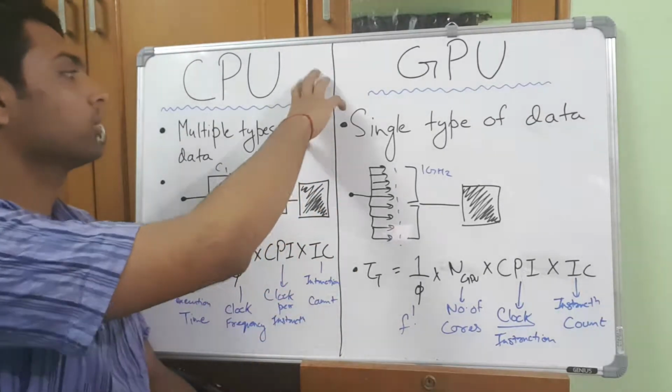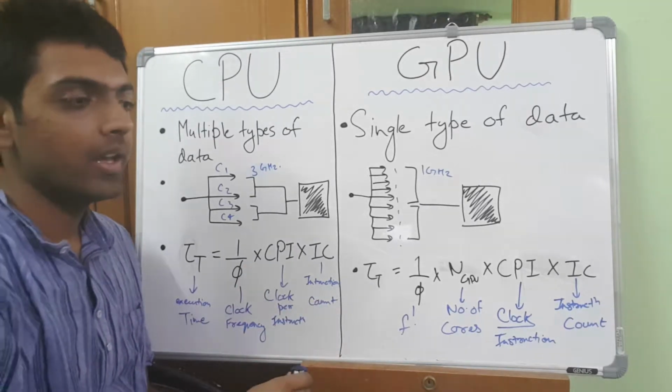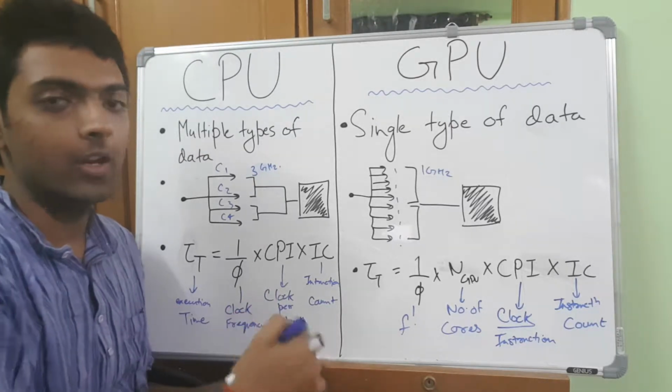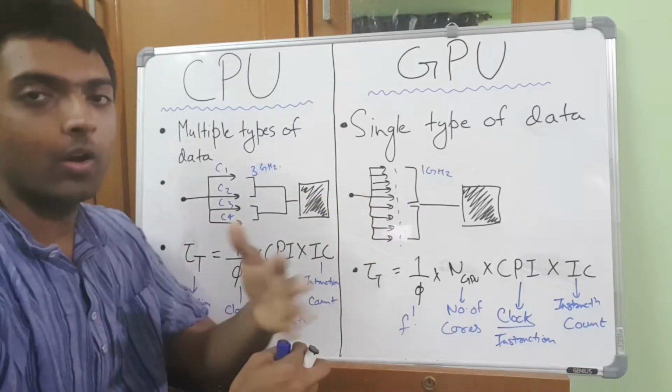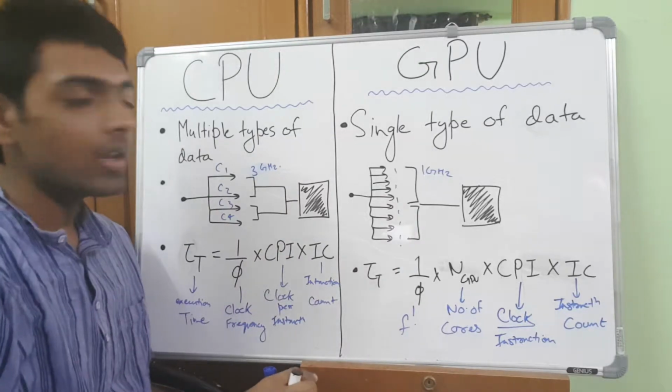So first thing about CPU. CPU basically handles multiple types of data at the same time. If you're using an Excel sheet and at the same time playing a video on YouTube and everything else, like multiple processes at the same time, they're all different. All of them are handled by the CPU.